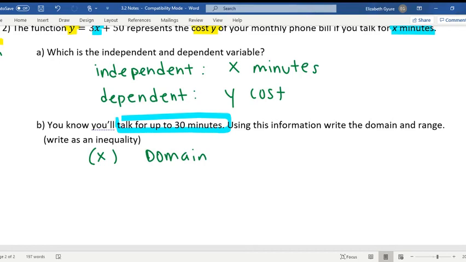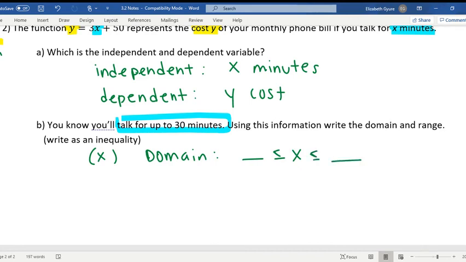It says you can talk for up to 30 minutes. So could you talk for exactly 30 minutes? Could you talk for less than it? Yeah, absolutely. So we're going to use less than or equal to signs here because we could talk 30 minutes. It could equal that or be less. So I'm going to put my blank less than or equal to x, less than or equal to blank.